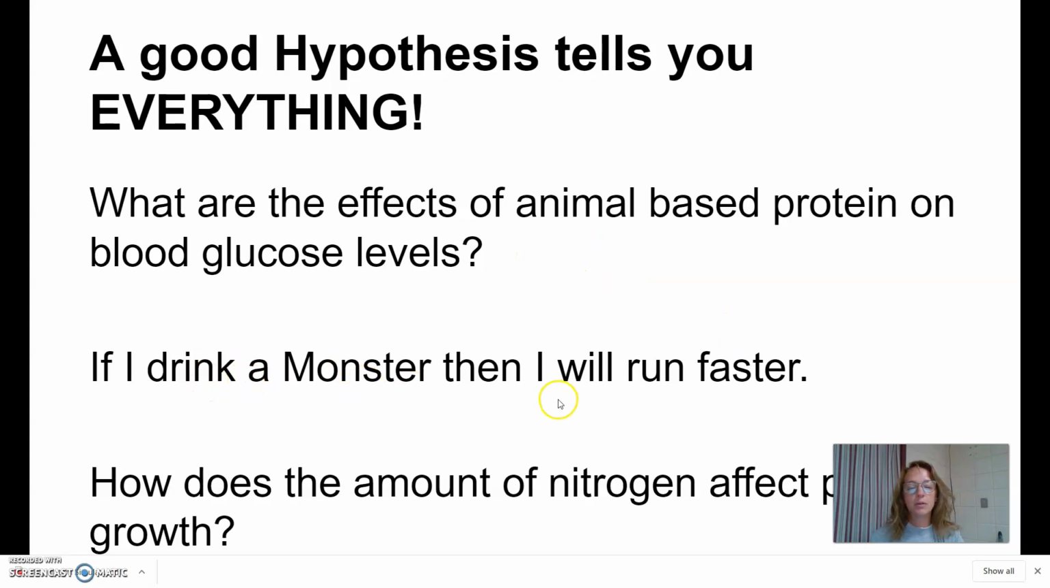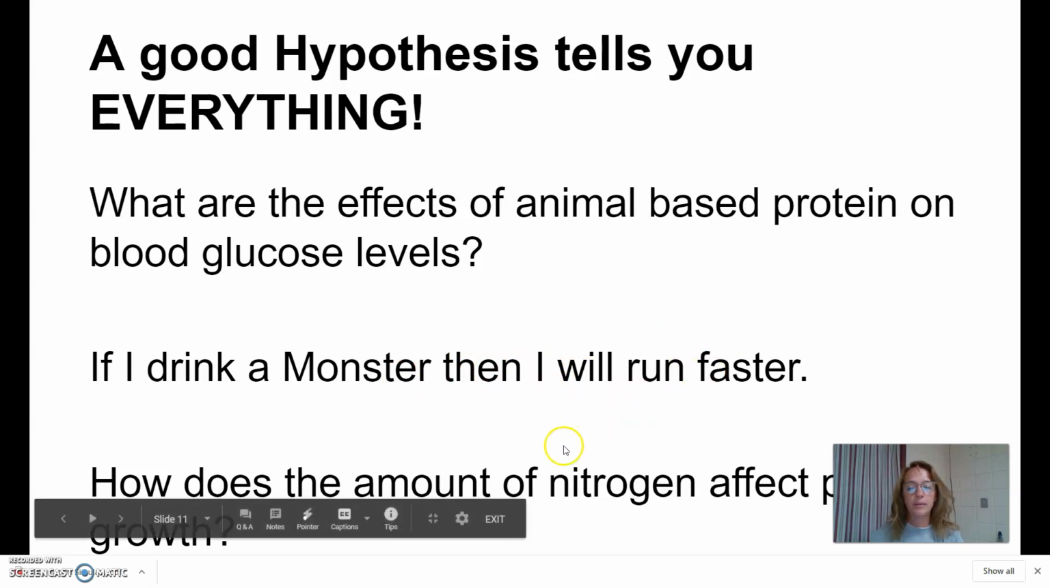If I drink a Monster, I will run faster. Independent variable is drinking that nasty stuff. Data is you're going to time a race. So you have to read between the lines a little bit and make some inferences so that you know what their data would be. Here is another hypothesis.